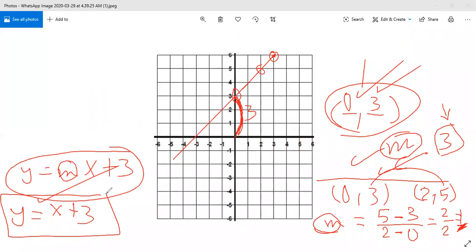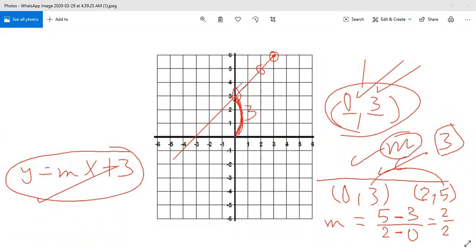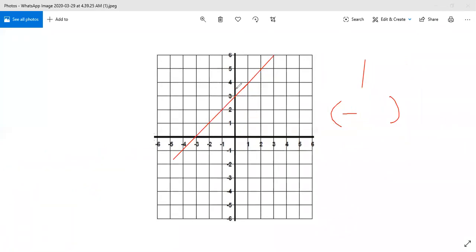It's too hard. Mister, how to get c? C? From here, from the intersection point between the red line and the y-axis. Understood? So this point will give you c. C here equals 3.